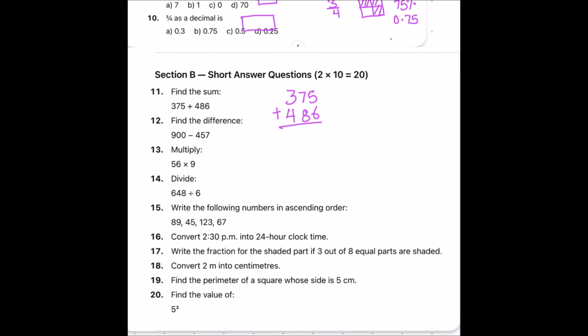Let's add the two numbers. 5 plus 6 is 11. 1 will be carried over. So 7 plus 1 is 8. 8 plus 8 is 16. 1 will be carried over. 3 plus 1 is 4. 4 plus 4 is 8. So that's 861.